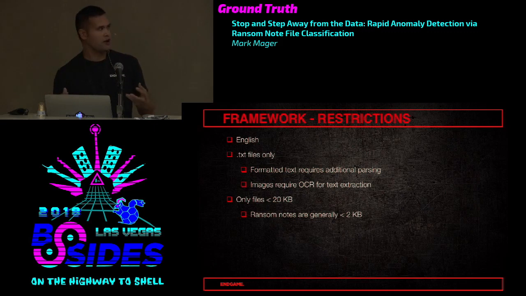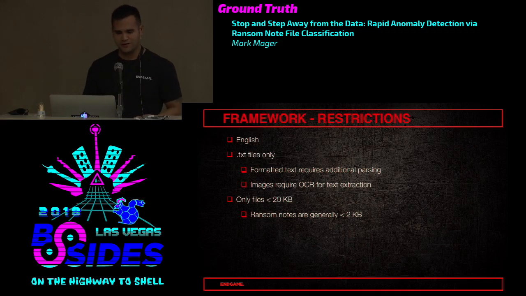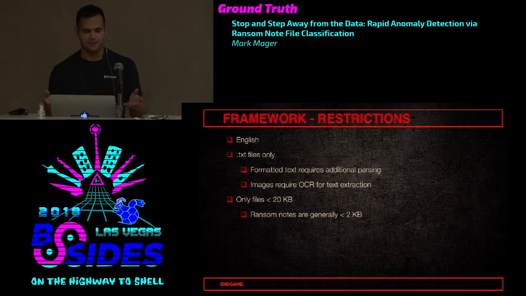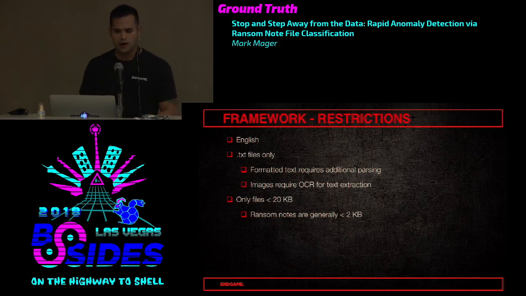So since this is a pretty big problem to take on, I want to put out some restrictions on how this is going to play out. We're only going to work with English notes. We're going to restrict things strictly to text files. The reasoning behind this is any sort of formatted text is going to require additional parsing, and I believe that was outside the scope of the problem that we're working with here. Any sort of images, we're going to have to use OCR for that. Again, that's outside the scope of the goal for the project here.